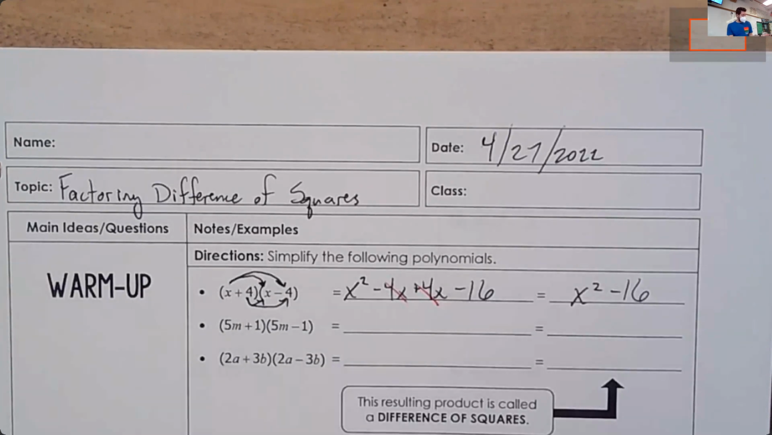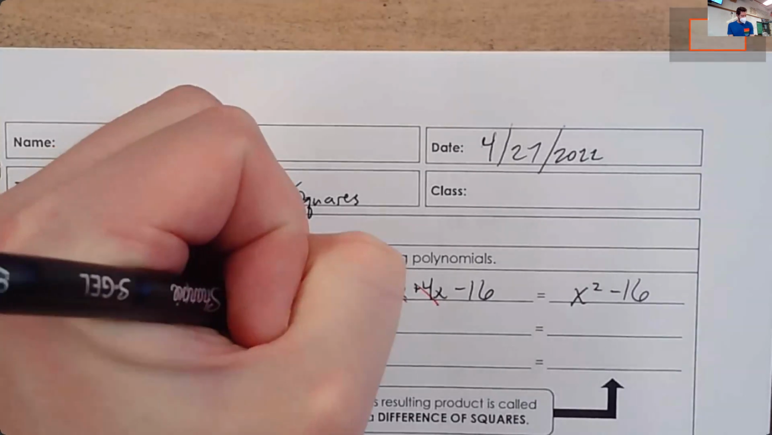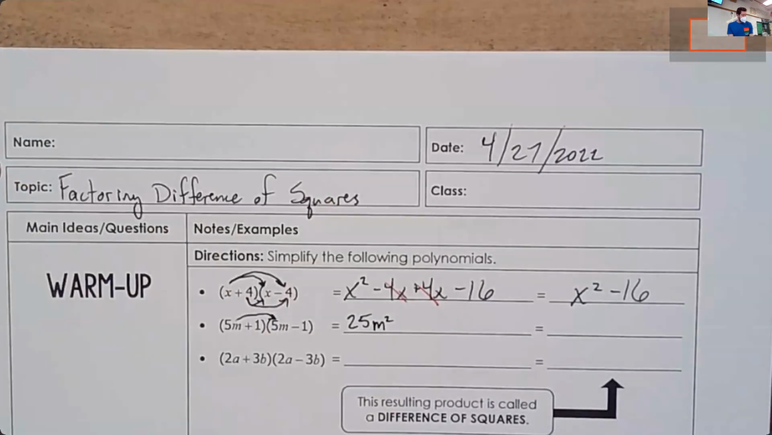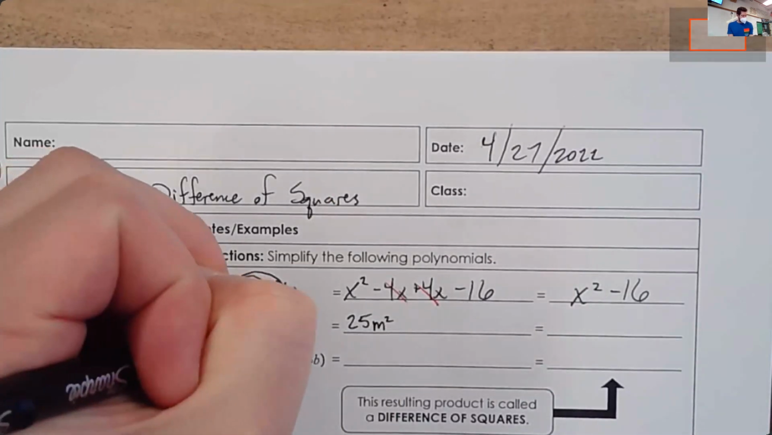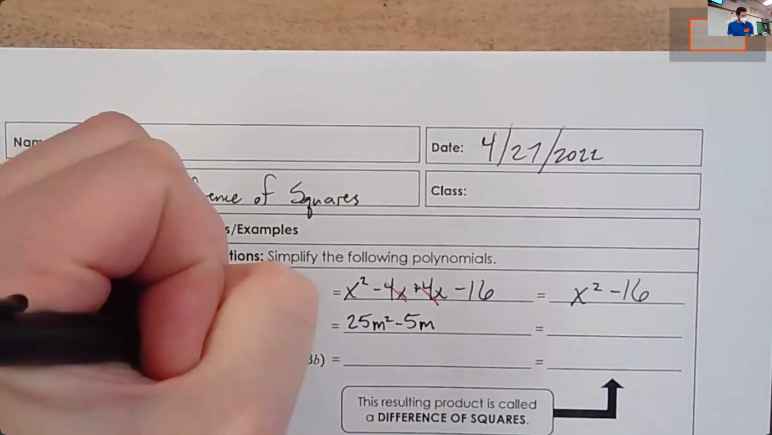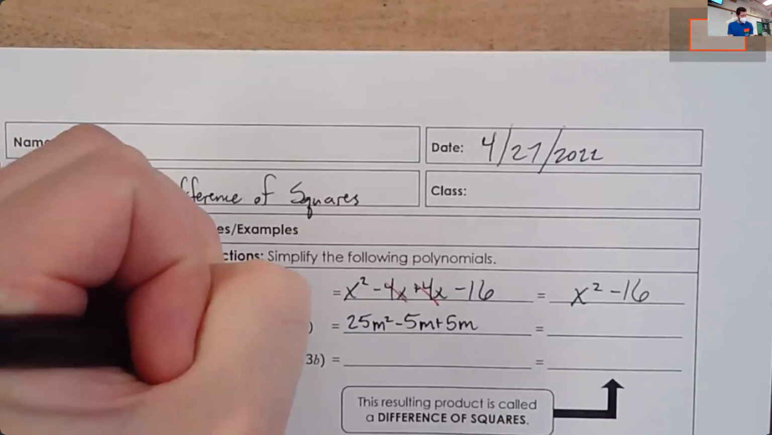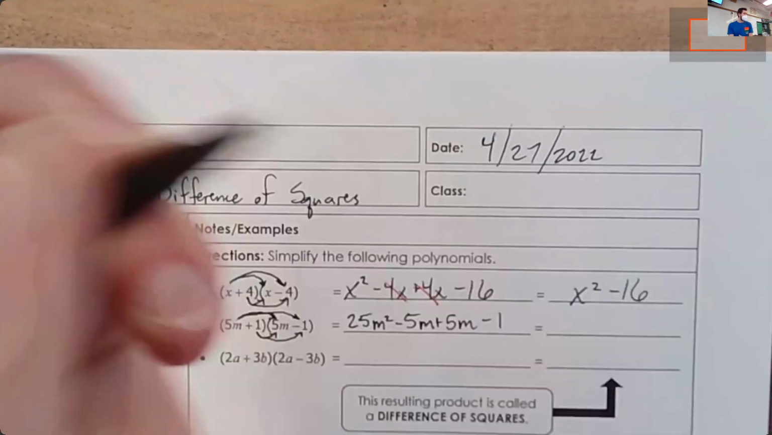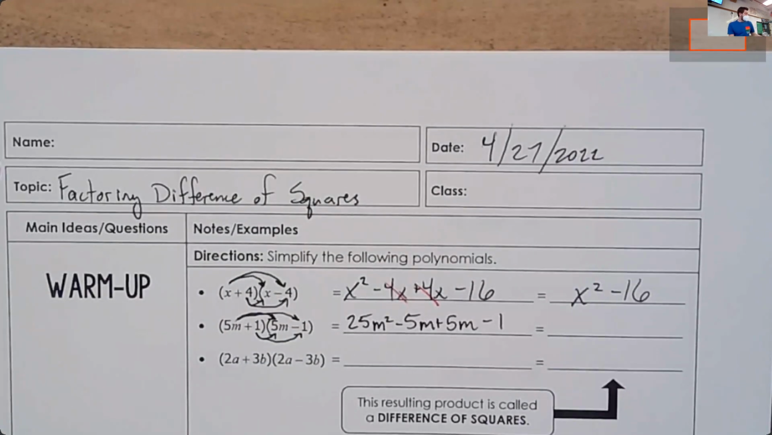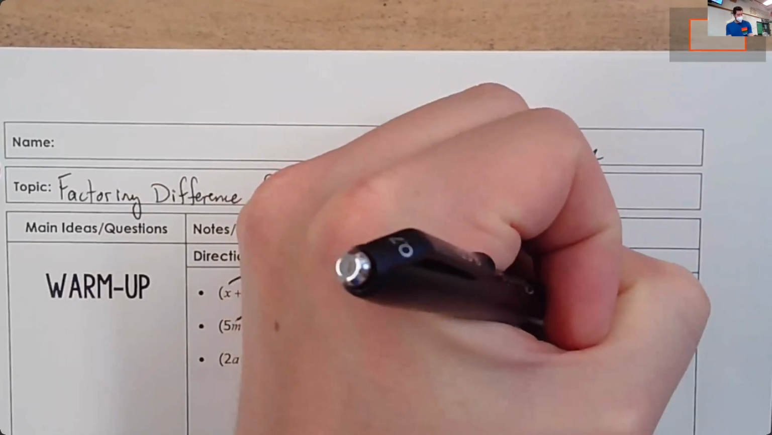For the next one, same idea. First times first, 5m times 5m. That would be 25m squared. The outer terms, 5m times -1 would be minus 5m. The inner terms, 1 times 5m is plus 5m. And then the last ones, 1 times -1 is minus 1. And once again, the two terms in the middle, -5m and positive 5m, those cancel out, and we're left with 25m squared minus 1.